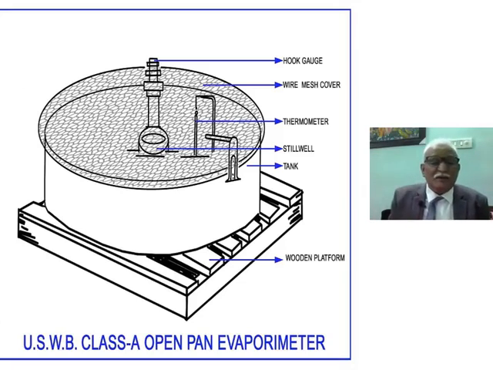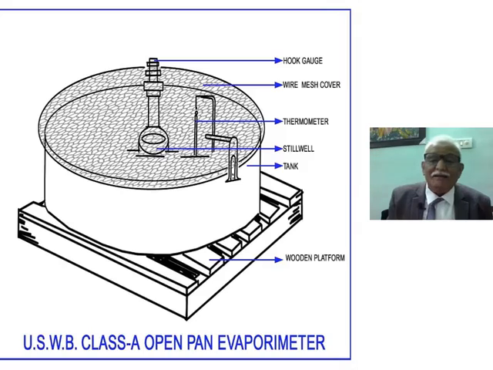This is how it looks. So, USWB class A open pan evaporimeter. There is a hook gauge, there is a wire mesh cover, there is a thermometer, there is a still well. This is a very important one. The still well is very important. How and why it is important, we are going to discuss in the next two slides to follow.